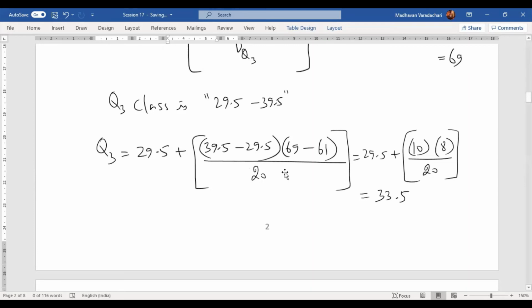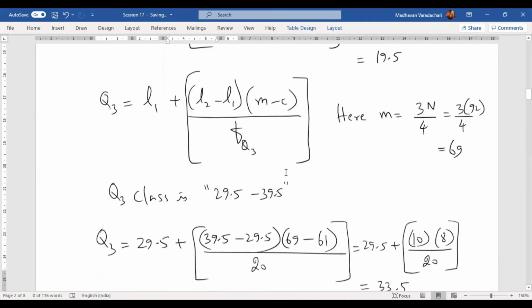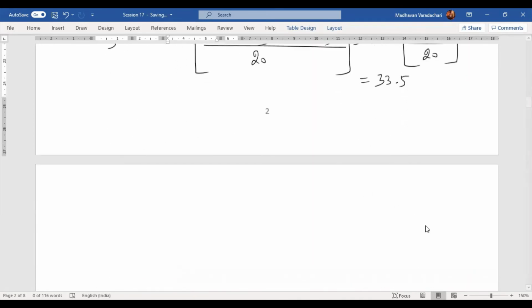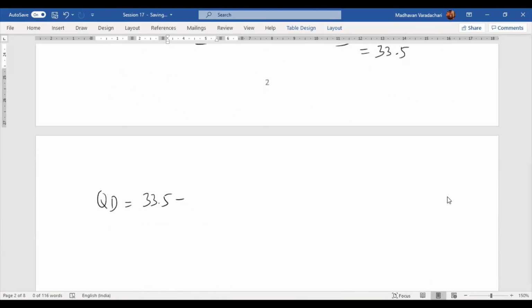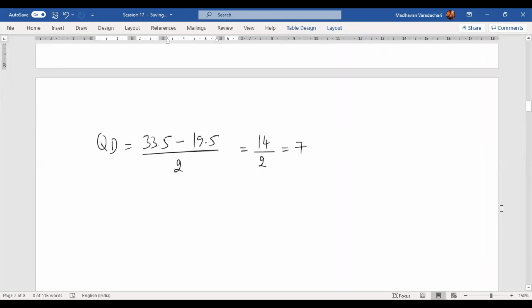So we got the values of Q1 as well as Q3. Now we can find out our quartile deviation. It is Q3, which is 33.5, minus Q1, which is 19.5, divided by 2. So if we subtract these two, we get 14 by 2. That gives you 7 as the quartile deviation.